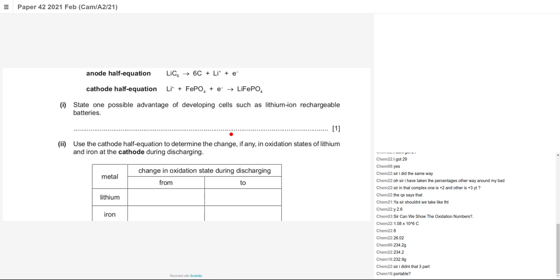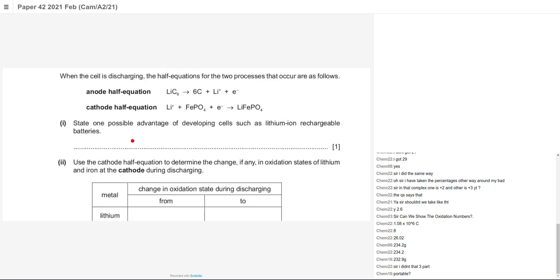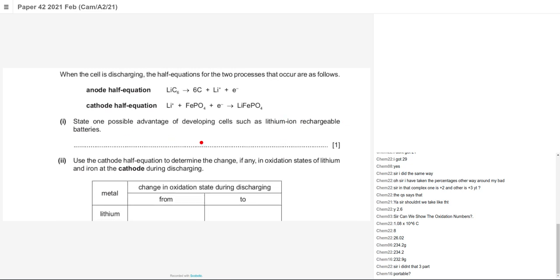It's lightweight, consumes less space. You can also say... don't mention rechargeable, because it's already mentioned as rechargeable here. So don't say it's rechargeable again. I doubt.